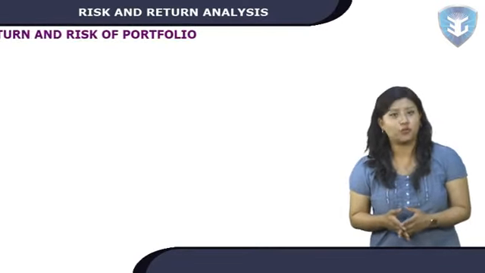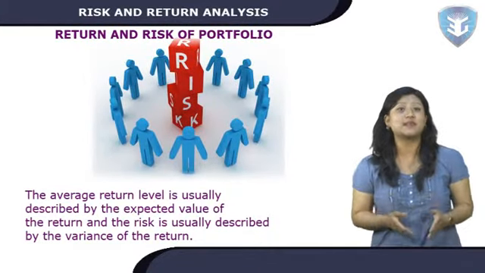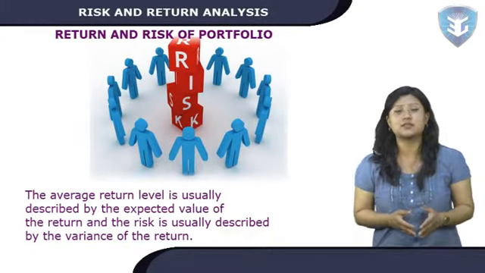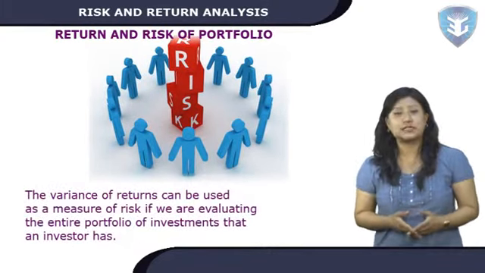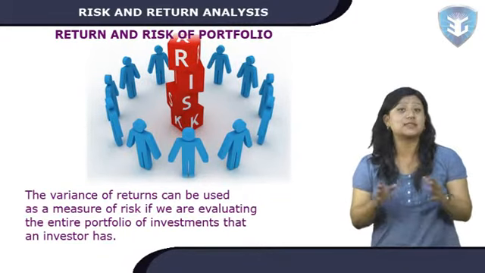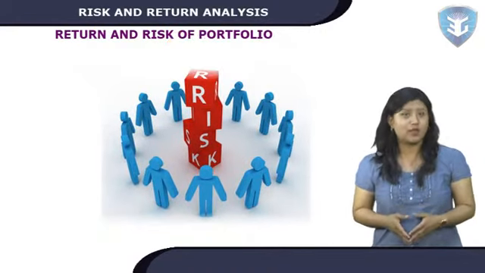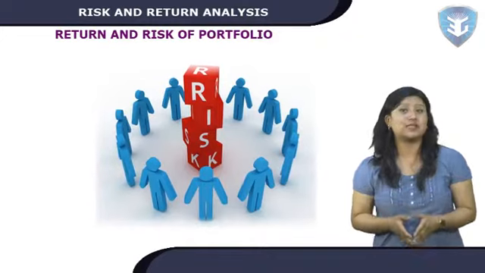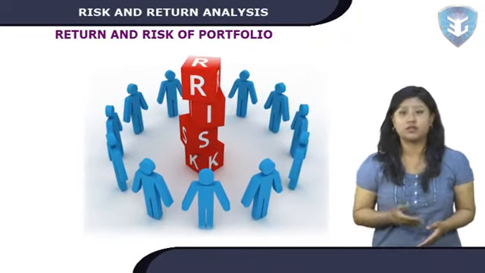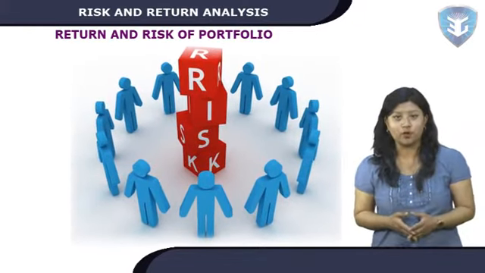Return and risk of portfolio. The average return level is usually described by the expected value of the return, and the risk is usually described by the variance of the return. The variance of returns can be used as a measure of risk if we are evaluating the entire portfolio of investments that an investor has. The return on a portfolio of assets is calculated as the sum of Ri times Wi, where Ri is the expected return on asset i and Wi is the weight of asset i in the portfolio.